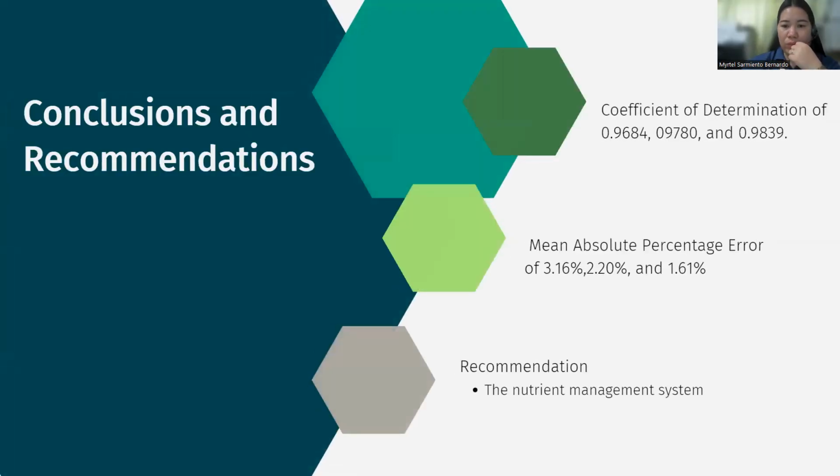In conclusion, the coefficients of determination are about 0.96, 0.97, and 0.98, which are strongly correlated. The mean absolute errors are 3.16, 2.20, and 1.61 percent. As a recommendation, it is suggested to add a nutrient management system.